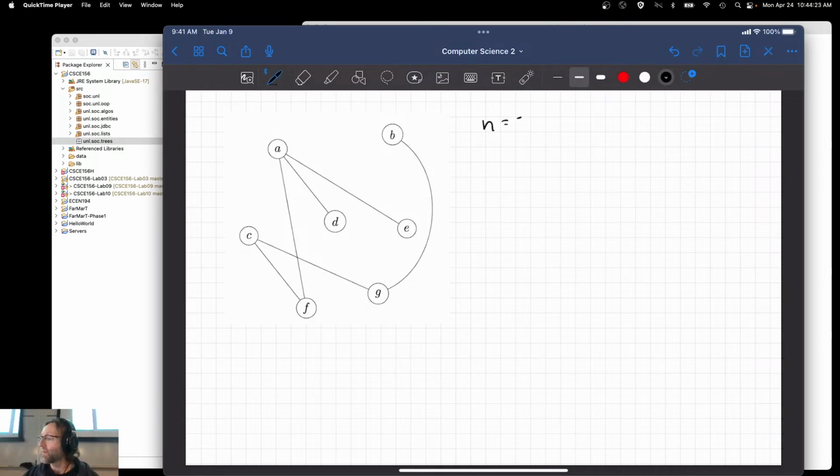Right? Now let's do the same counting here. N is going to be the same. There are going to be 7 vertices here, 7 nodes, right? 1, 2, 3, 4, 5, 6, 7. How many edges are there? Now it's much easier to count because it's a much simpler diagram. 1, 2, 3, 4, 5, 6. Ooh. What does that tell you about the relationship between the number of vertices and the number of edges in a tree?